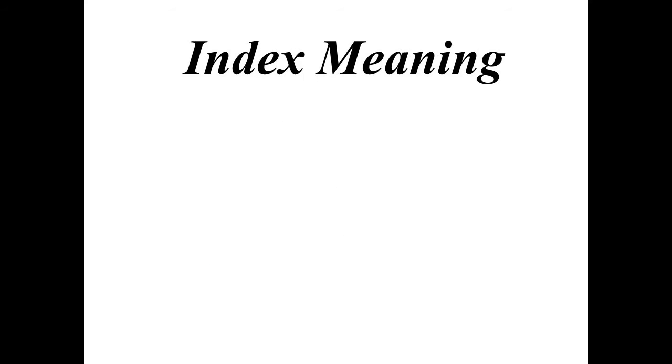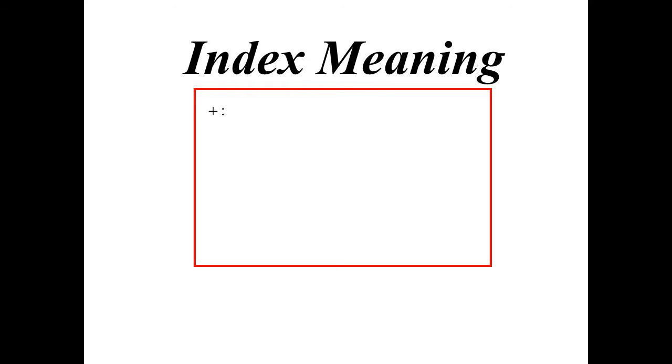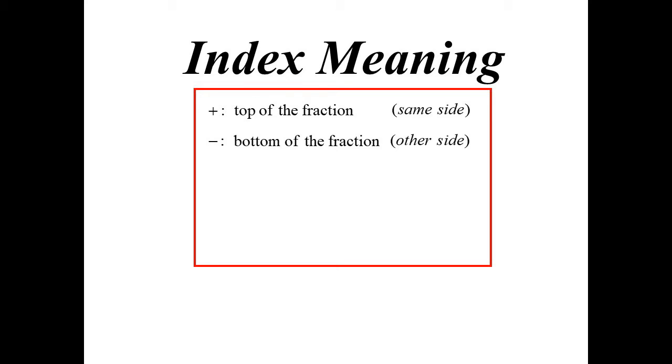But what do these indices actually mean? Okay, if it's a positive, then I know it goes on the top of the fraction. If it's a negative power, I know it goes to the bottom of the fraction. It's probably more correct to say it goes to the other side of the fraction, because if you had a negative index on the bottom of the fraction, then you could make it positive and put it on the top of the fraction. So it's probably more appropriate to say top of the fraction, same side, bottom of the fraction, the other side. Of course, we've been lying to you all these years.